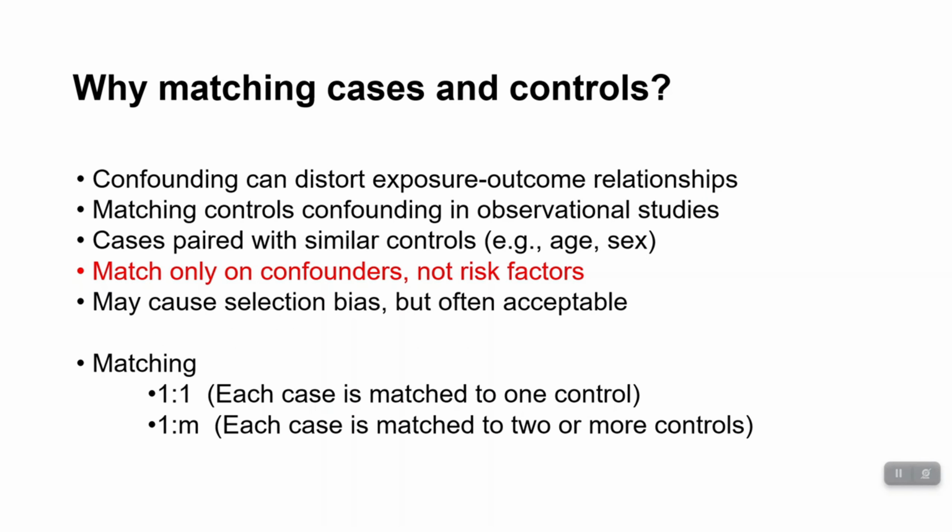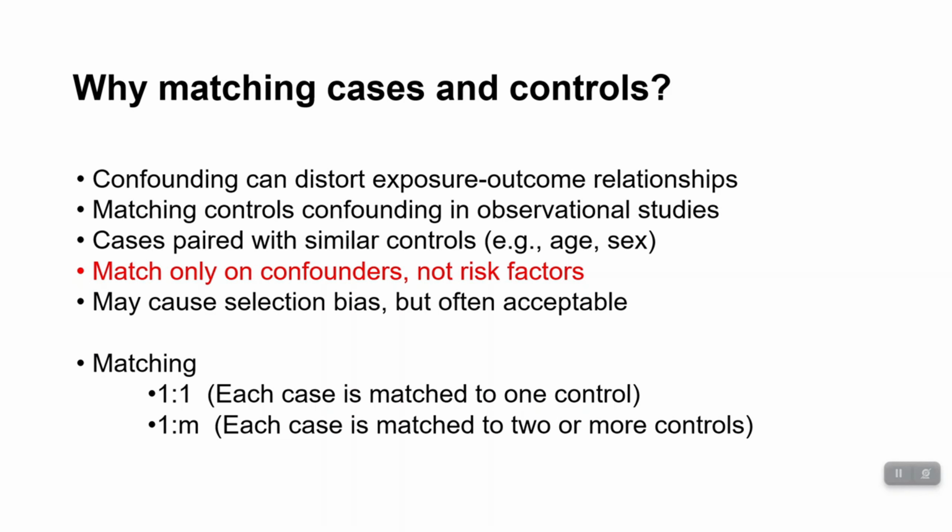So what is matching and why do we match? In the previous video, we learned that in observational studies, confounding can distort the true relationship between exposure and outcome. Matching is a specific study design strategy that is used to control for confounding. In matched case control studies, each case is paired or matched with one or more controls who share similar characteristics like age, sex, income, race, residence, and so on.